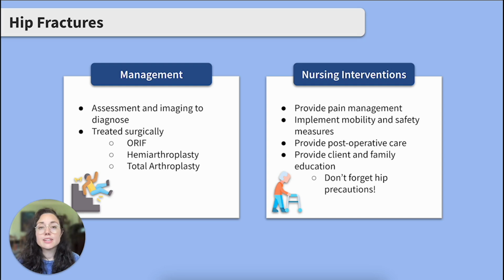After surgery, clients should avoid bending greater than 90 degrees at the hip, internally rotating their leg, and crossing their legs. This is really important to prevent hip dislocation after surgery. If you suspect the hip joint isn't in the right place, you need to notify the provider immediately. They should also bear weight according to their physical therapy regimen.